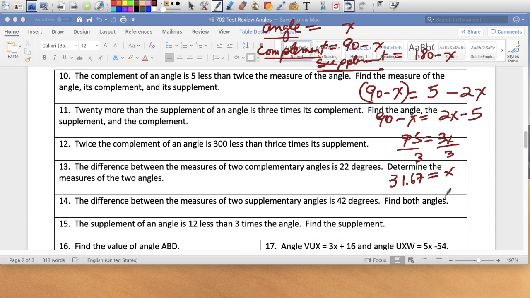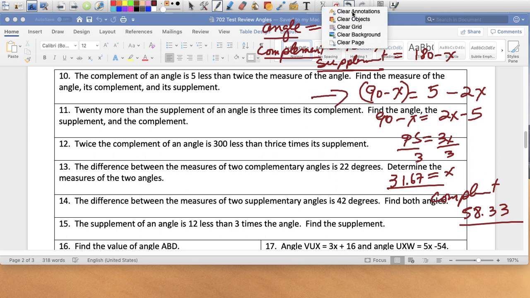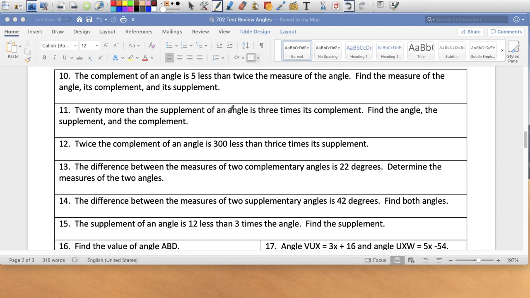So in the complement, the other angle is 58.33, and again, not precise because it was a repeating decimal. But this is more important for me right now. Second one, 20 more. Okay, so again, 20 is just 20. More than means addition.